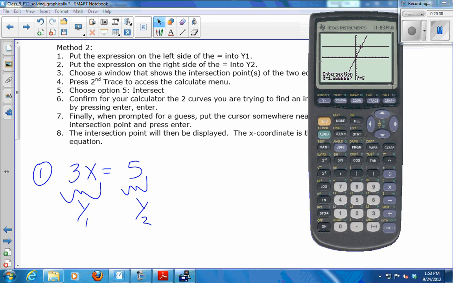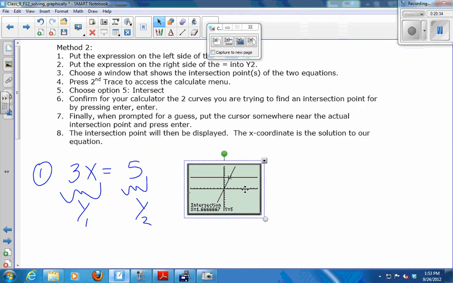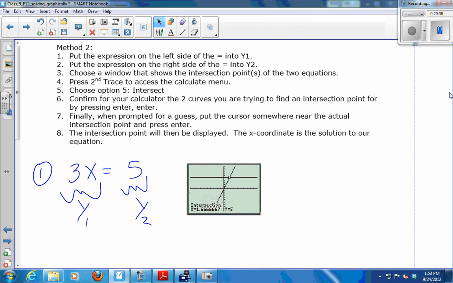The purpose of having to identify the curves, the reason it asks you, is this the first curve, is this the second curve, is because your calculator can actually graph up to 10 things at once. So if you had 10 things graphed and you wanted to find the intersection of two particular ones, you have to tell the calculator which two. You also have to make sure you're on the right one; it'll say like y equals x at the top.